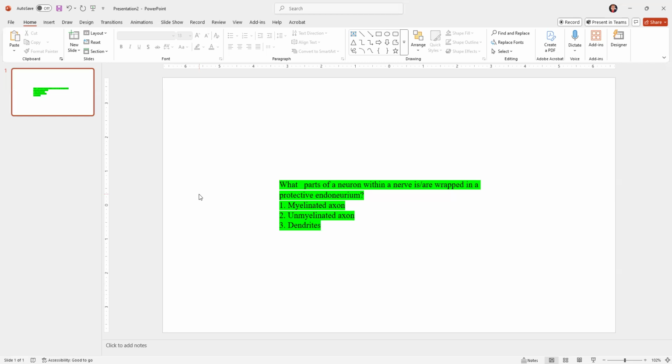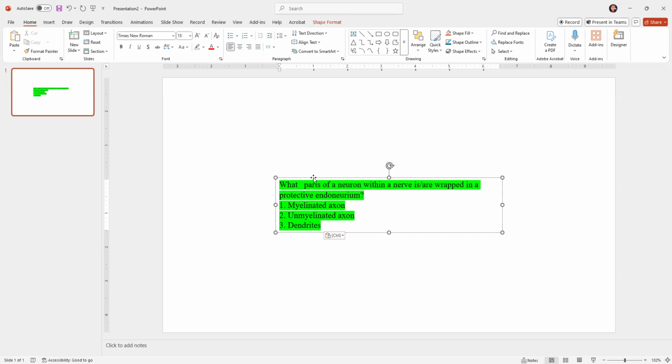Don't they all have endoneurium? Everything has endoneurium. In a myelinated nerve, the endoneurium wraps around the axon and the Schwann cell. Unmyelinated is just pretty much the nerve cell, which only has one single layer of the Schwann cell around it, not the multiple layers. Got it.